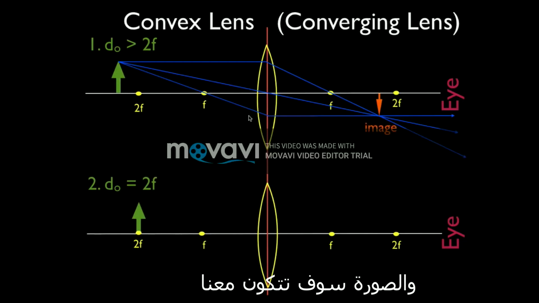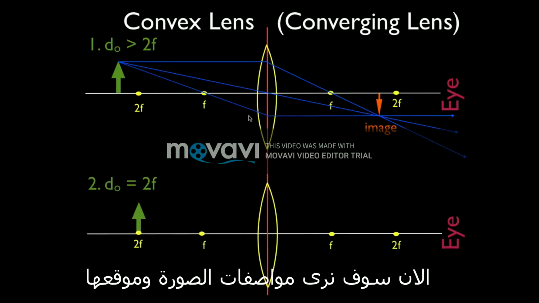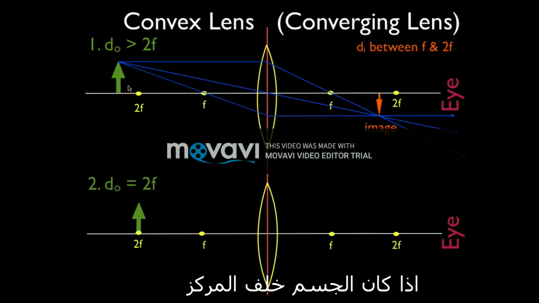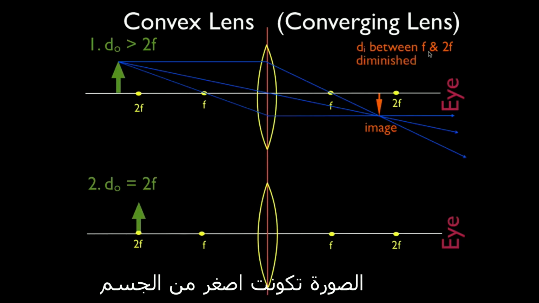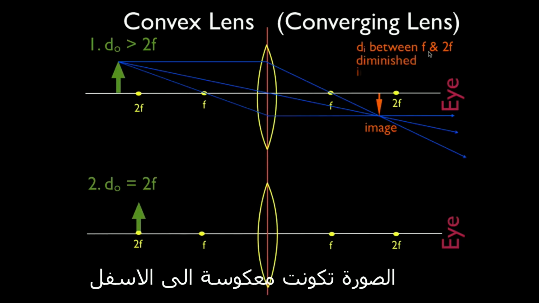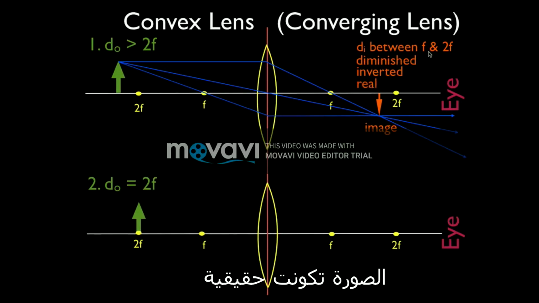Okay? Now, we want to summarize where the image is and all the information that we want to know about the image. In this case, when the object is greater than 2f away, the image will always be somewhere between f and 2f. The image will always be smaller than the object. The image will always be inverted or upside down, and will always be a real image. Okay? So we've completed that problem.